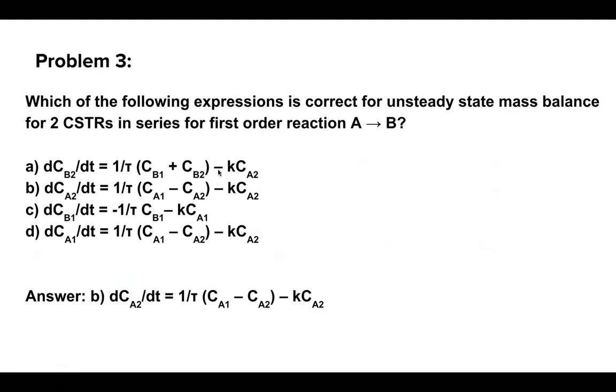The CB equation is false because here it has to be plus KCA2. And again here, a minus has to come here. So there is a sign problem here. And then again in the B1, it has to be plus KCA1 because after the reaction, the B concentration is increasing. So here there has to be a plus. Now coming to the A1 concentration, in A1 it has to be CA0 minus CA1. So here CA2 is not there, so there is a mistake in that. So the only answer is option B. That is dCA2/dt is equal to 1/2 (CA1 minus CA2) minus KCA2.